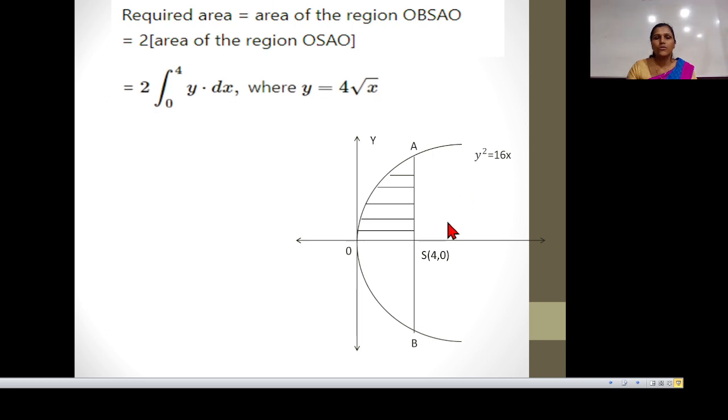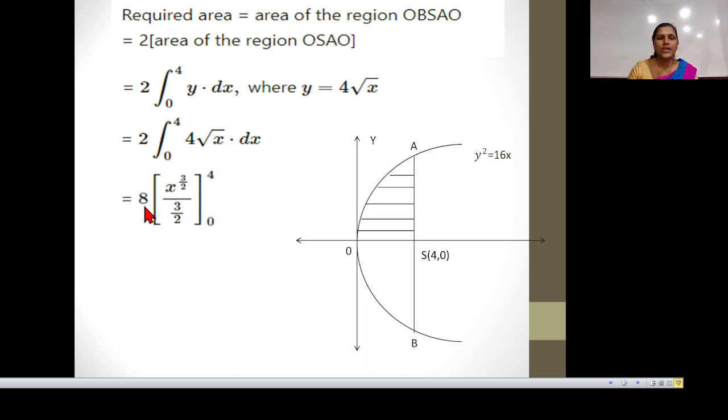OSAO. So now we will find this area as 2 into integral 0 to 4 of y dx, where y is equal to 4 into root x. We have calculated this term previously. So 2 as it is, integrate 0 to 4, instead of y we take 4 root x dx. 4 into 2 is 8 outside, and the integral of root x is x raised to 3 by 2 upon 3 by 2, and apply the limits from 0 to 4.